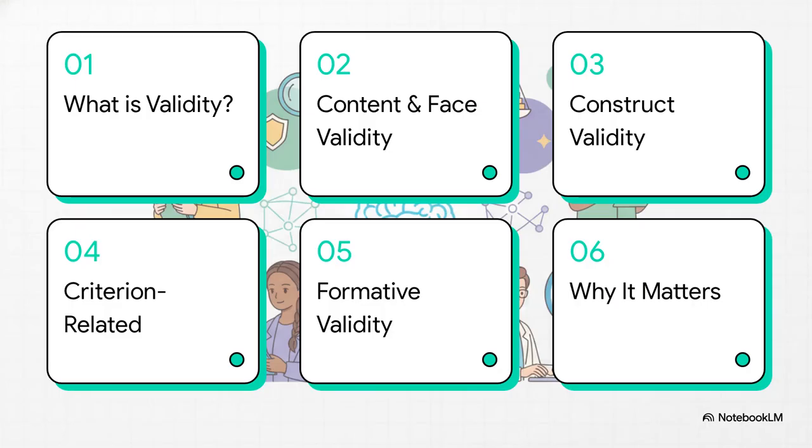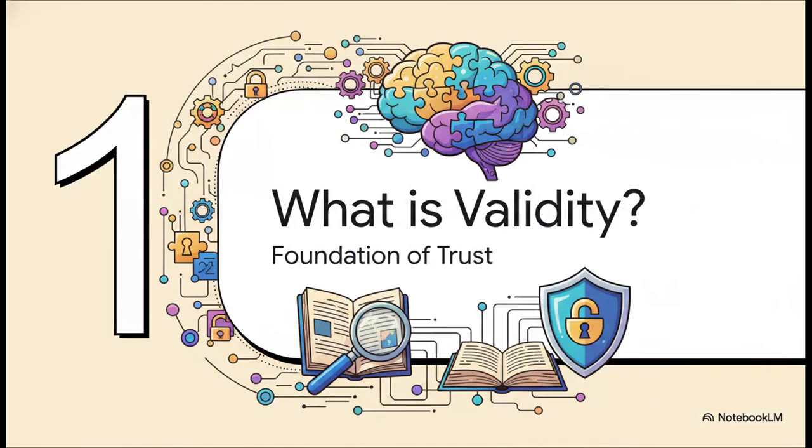So here's our game plan. First, we're going to nail down what validity even is. Then we'll walk through 5 key types, and don't worry, we'll use real nursing examples for each one. And finally, we'll tie it all together and talk about why this matters so much for patient care. All right, let's kick things off with the big question. What exactly are we talking about when we say a tool has validity?